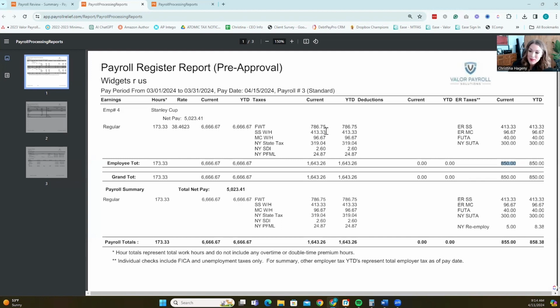So the tax benefits are there, but it's very important that you understand how it works, because again, a lot of times business owners are surprised about the amount of taxes either coming out of their check or the amount of taxes that they're paying as the employer.